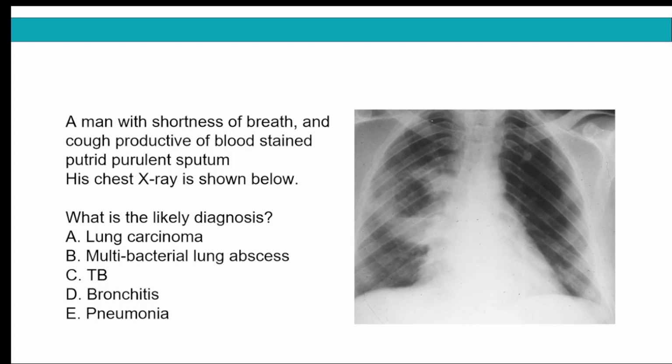Today's question says, a man presents with shortness of breath and cough productive of blood-stained, putrid, purulent sputum. We are given the man's chest x-ray. The question says, what is the most likely diagnosis? The options are A, lung carcinoma, B, multibacterial lung abscess, C, tuberculosis, D, bronchitis, E, pneumonia.